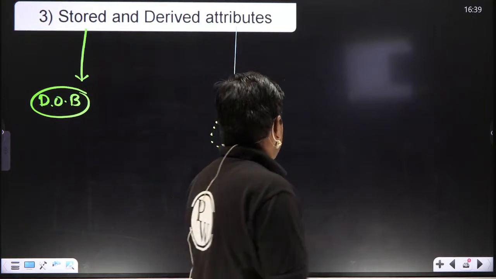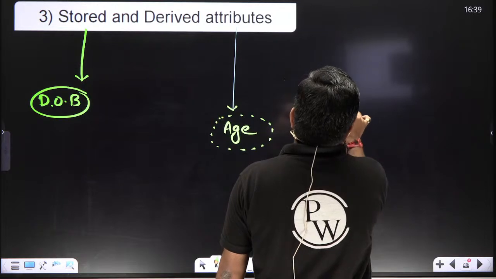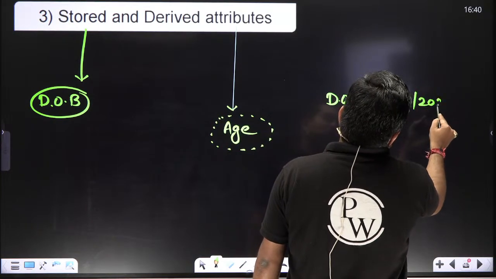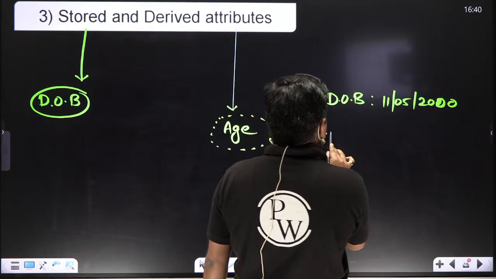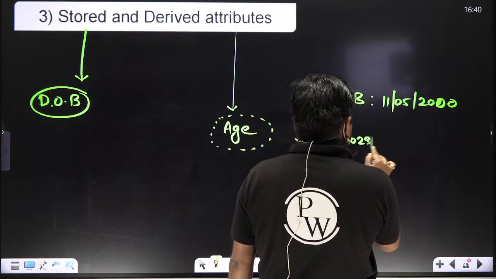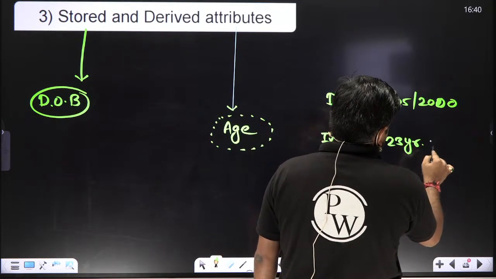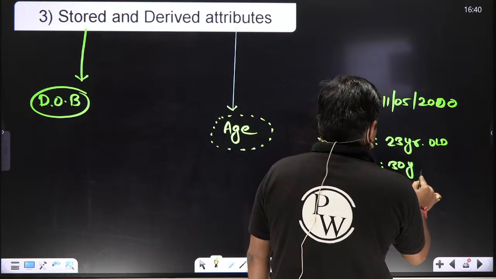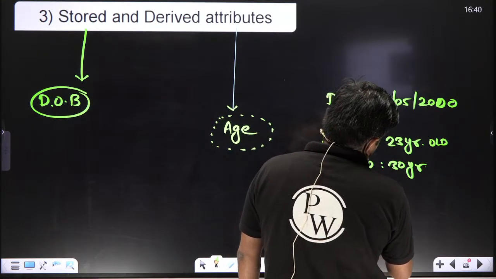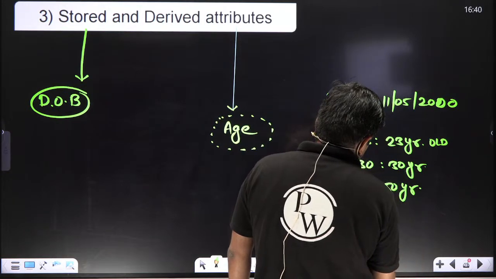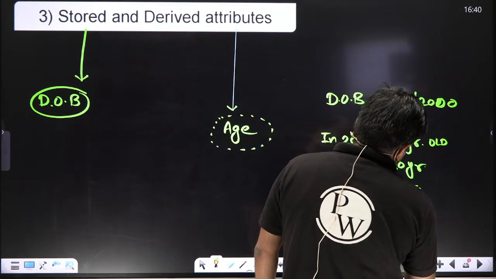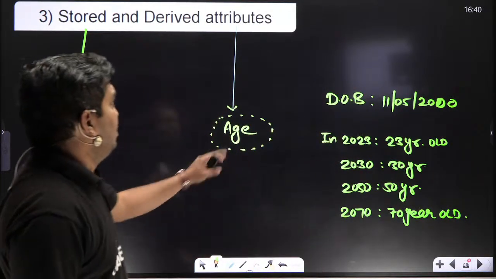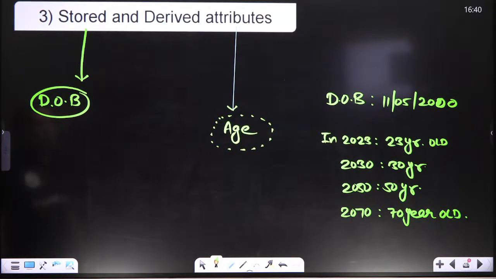For example, age. Let's suppose your DOB, date of birth, is 11 May 2000. So in 2023, you are 23 years old. In 2030, you are 30 years old. In 2050, you are 50 years old. In 2070, you are 70 years old. Getting my point? This is the meaning of derived attribute, my dear.